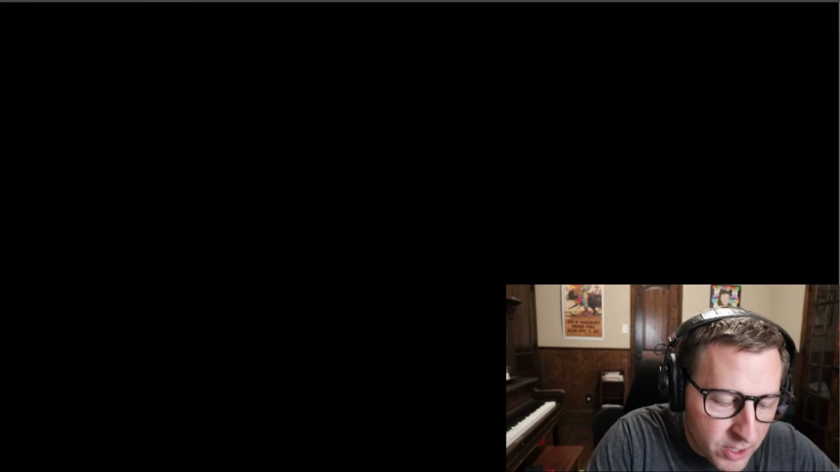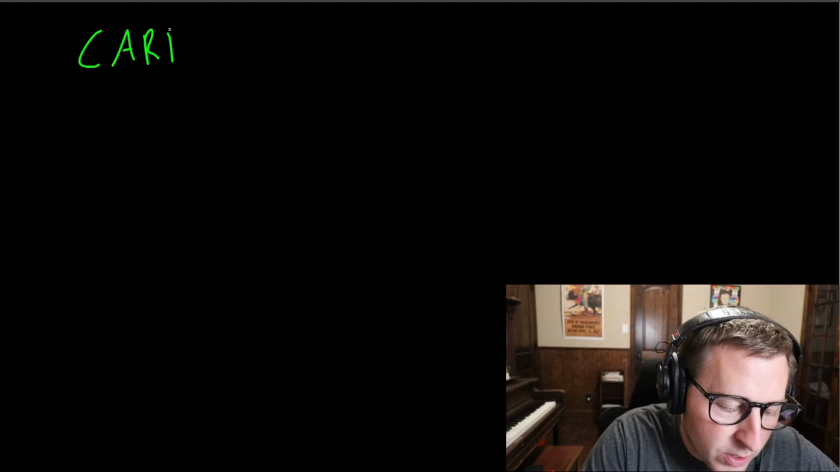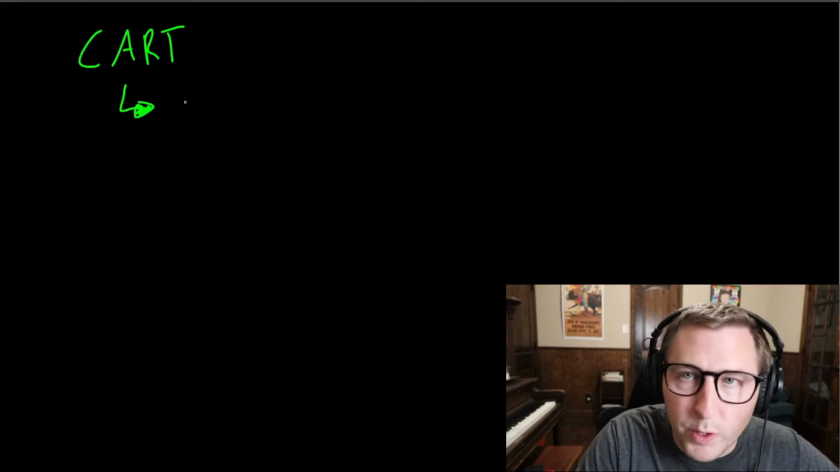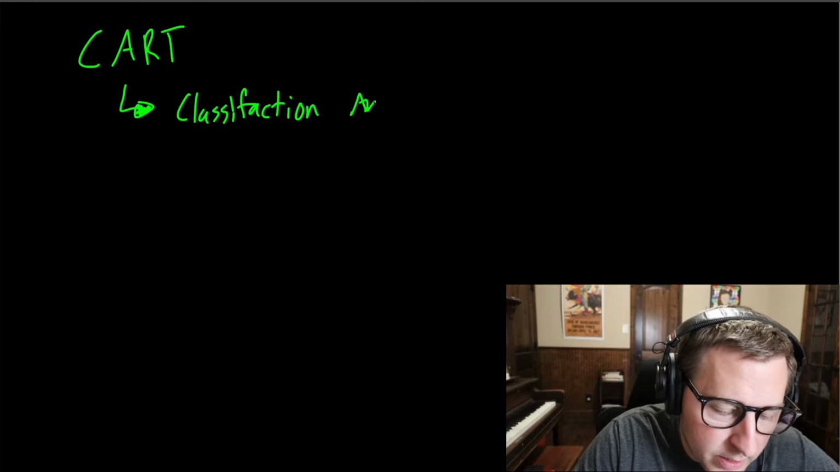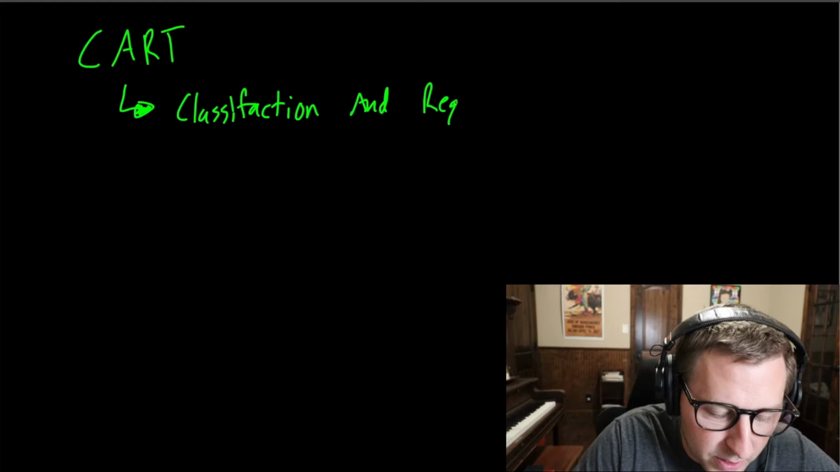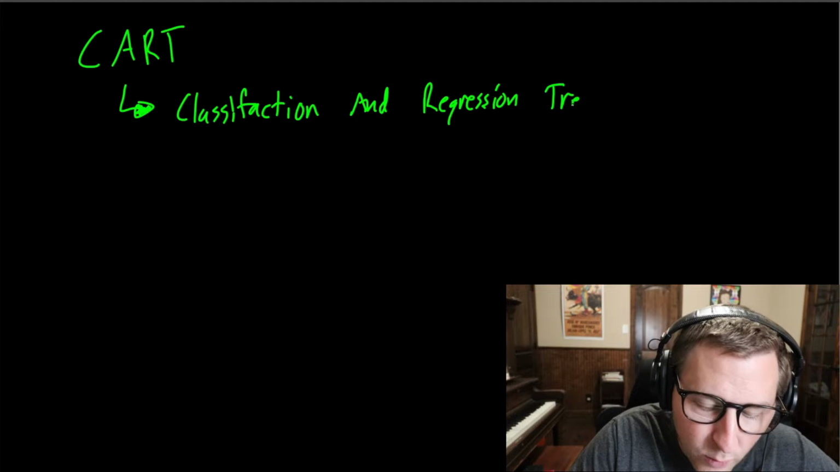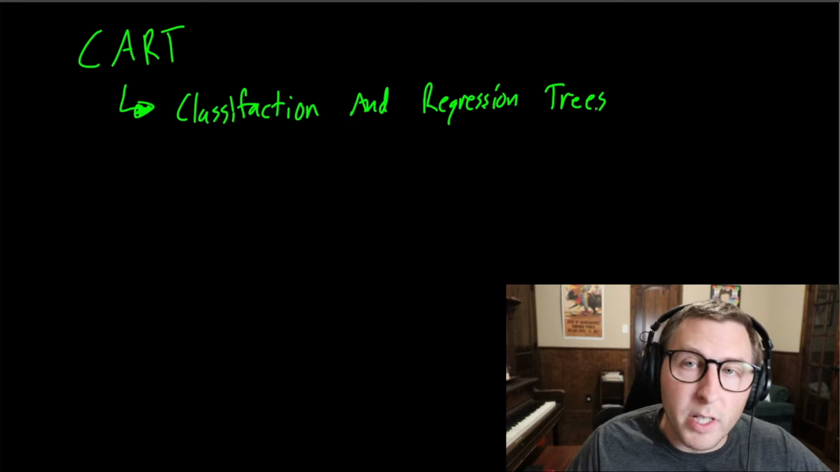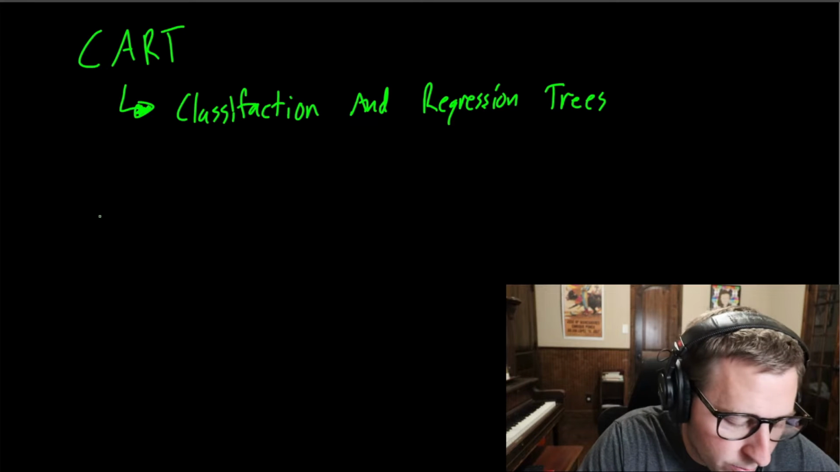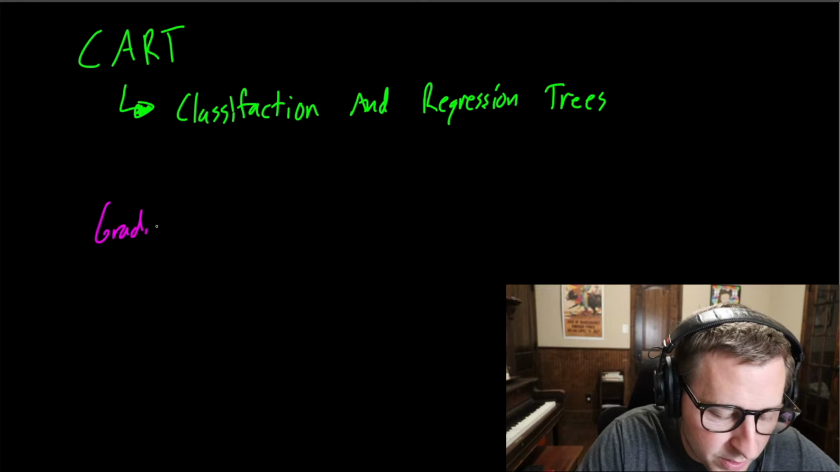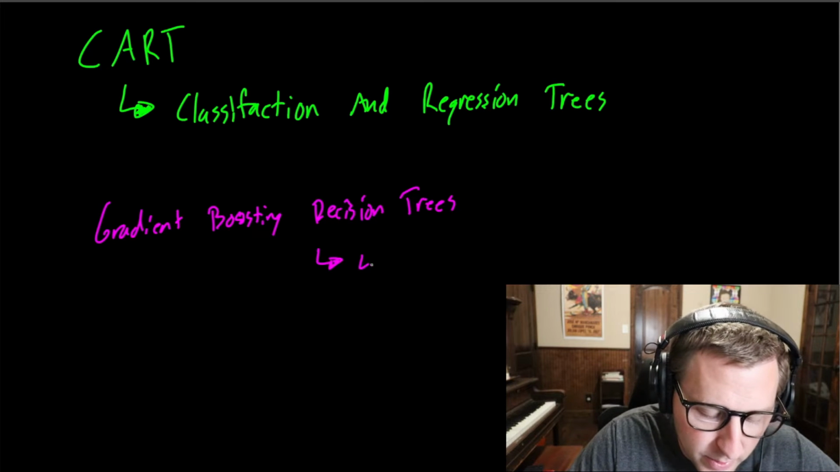So to start off, let's list out what we call these things in general. We call these CART models, which are classification and regression trees. This is the most simple form of decision trees. If you want to get more complex and more fancy, you could look at gradient boosting decision trees. There are also other types of these, for example LightGBM.